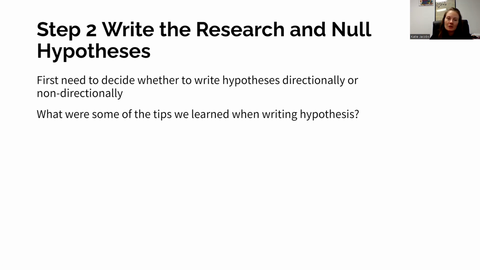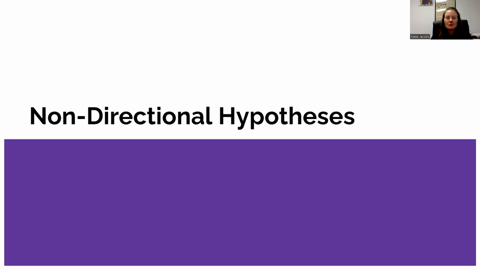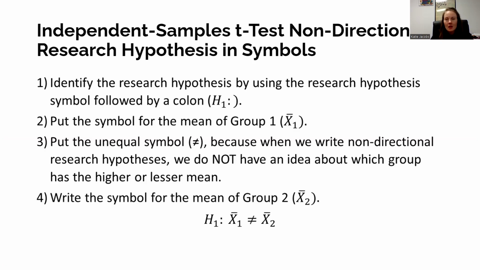Some of the tips were to write our hypotheses out in symbols first. Another one is to write our research hypothesis first and then write our null hypothesis. Another tip was to keep our groups in the same order, so that it makes it easier to write our null hypothesis after we write the research hypothesis.